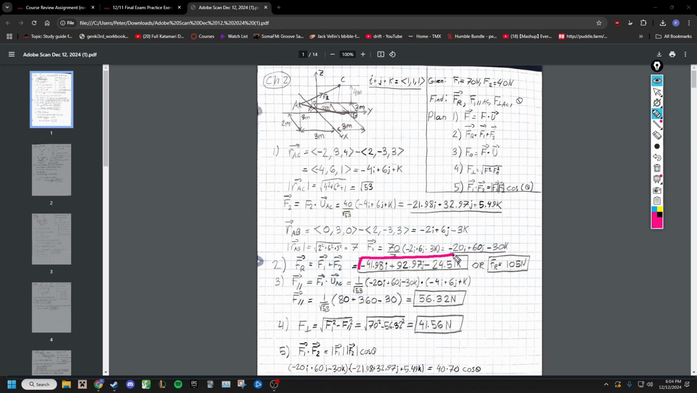There we go. We square each component, and we take the square root of that. So this is how we find the magnitude for any vector. This is how we did it for here.